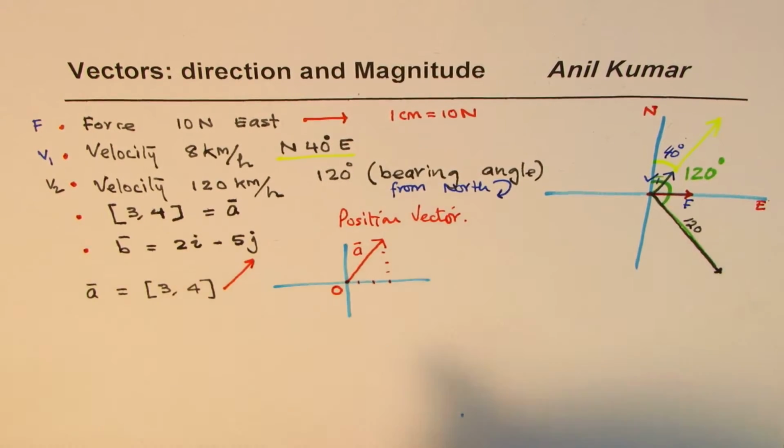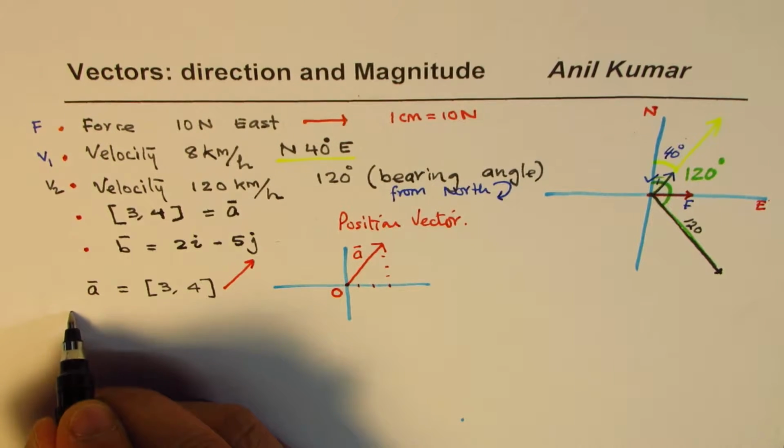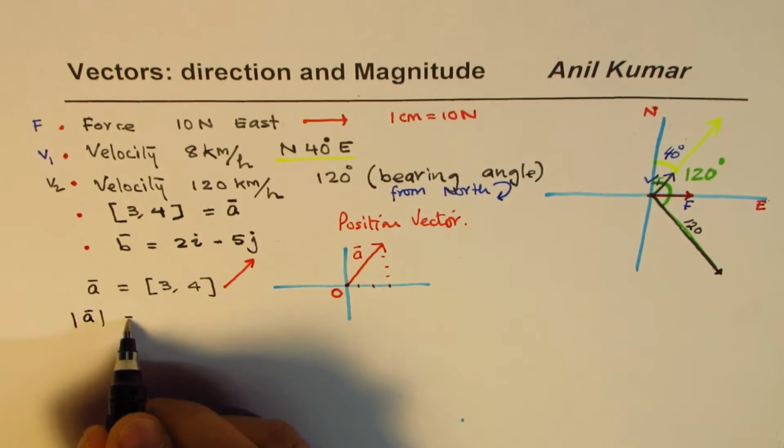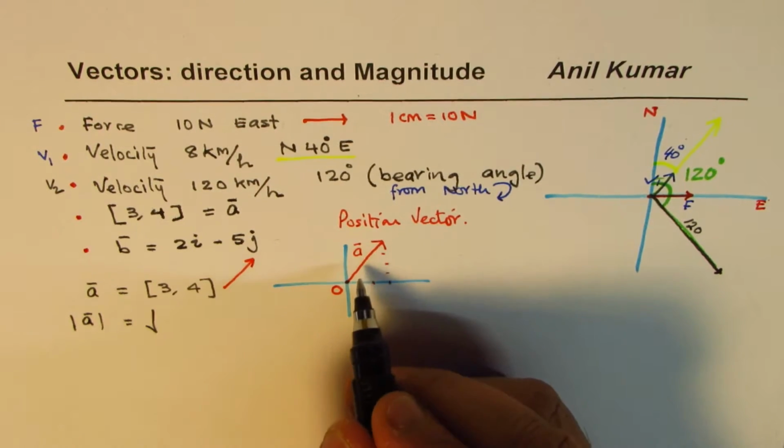Okay, let's find its magnitude and direction. That's important, right? So what is the magnitude of this vector? We represent this by the bars. Magnitude is the square root of a squared plus b squared. It's like the Pythagorean theorem, right?